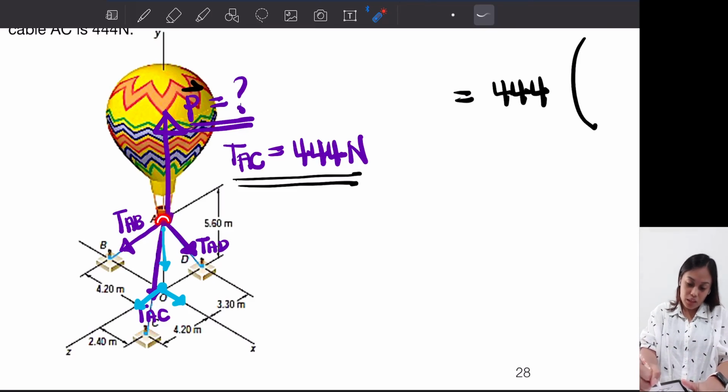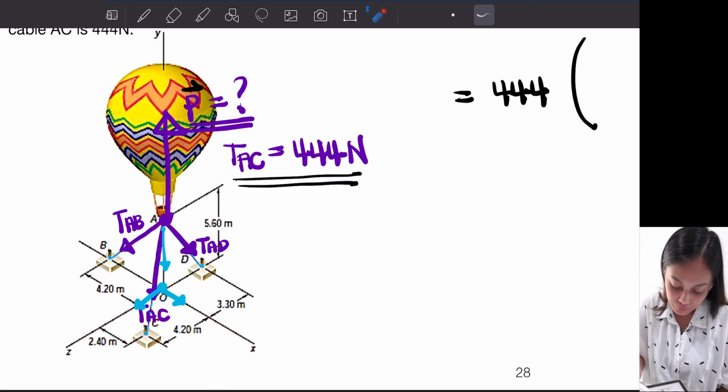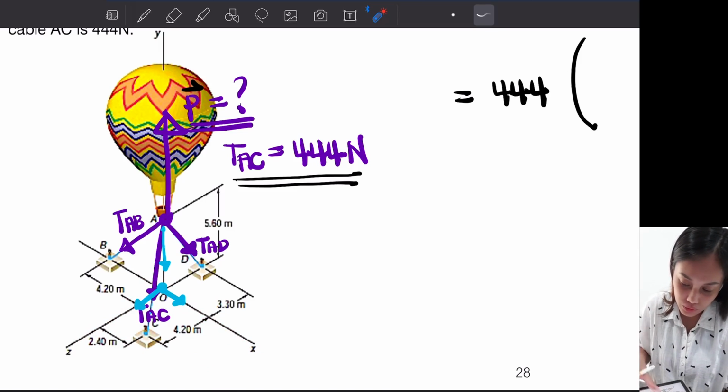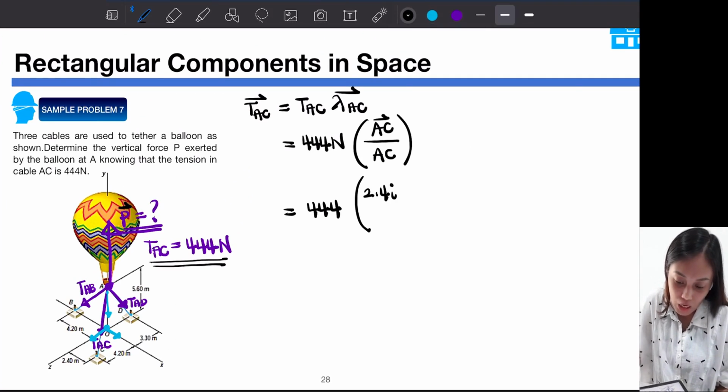So, from point A to point C along the x-axis, muna siya iyahang distance. So, iyahang x, padulong sa right. Pag padulong ka sa right, it is positive na value. So this is positive 2.4 I. Ang iyang y component is downward.